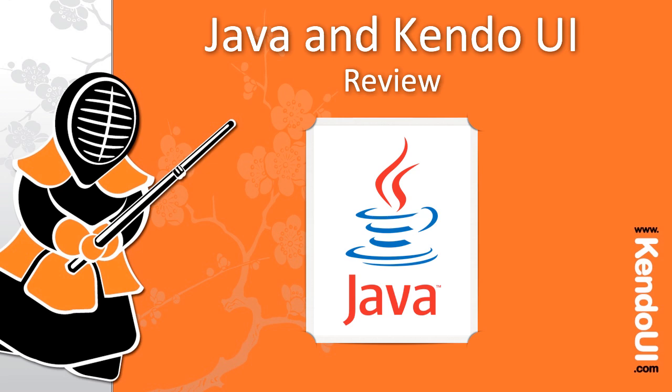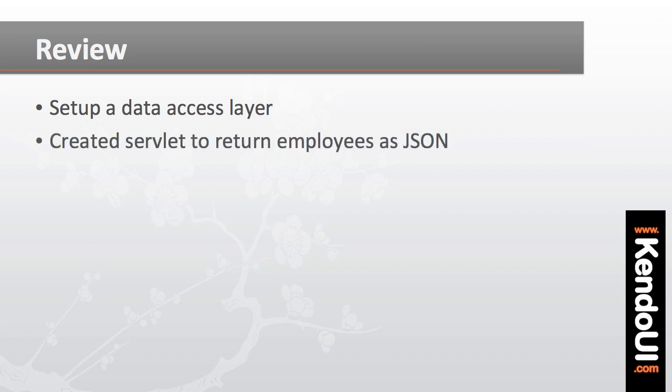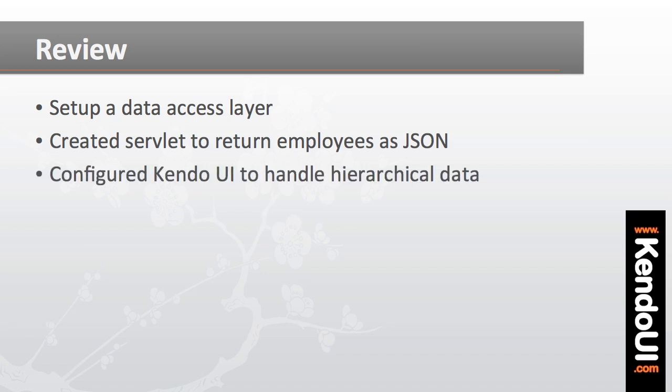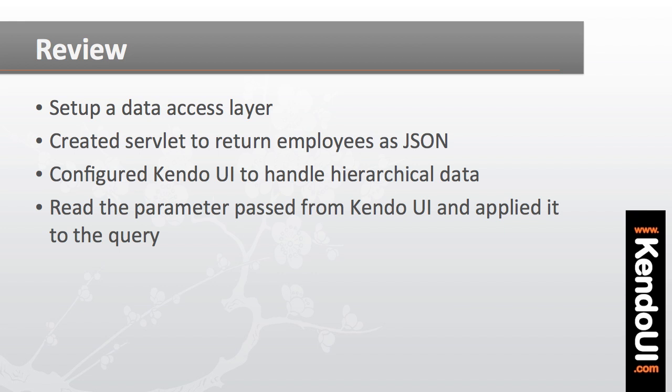Let's review what I talked about in this episode. I set up a data access layer that returned a collection of employees. I created a servlet to respond to a URL to return that collection of employees as JSON. I configured Kendo UI to send requests to the server by specifying the model hierarchy, and then I read the parameter that Kendo passed to the servlet and applied it to the query.